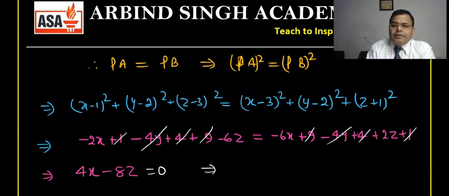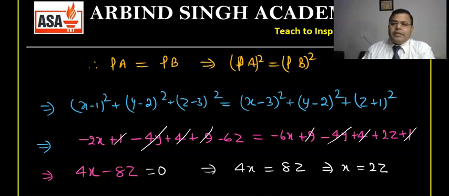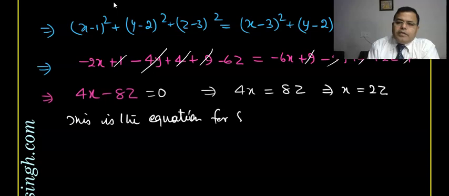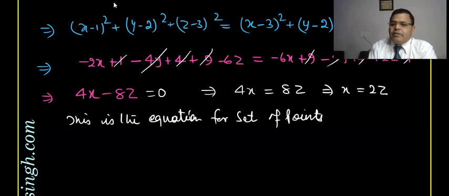So that will be 4x is equal to 8z, that is x is equal to 2z. This is the equation of the set of points, where x and y coordinates will exist, but the z coordinate is always independent. That is anything. It can be anything. Right? It can be 0, 1, 2, 4, 5, because it is independent of z, independent of y.